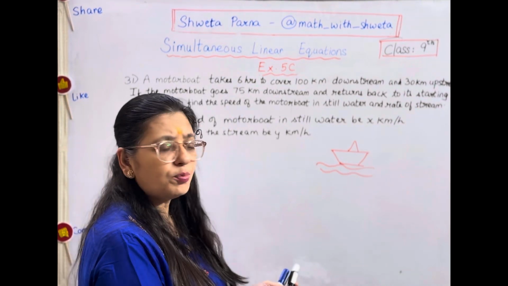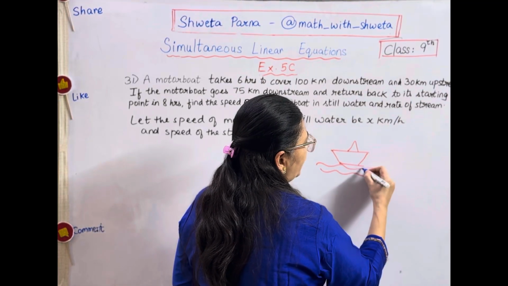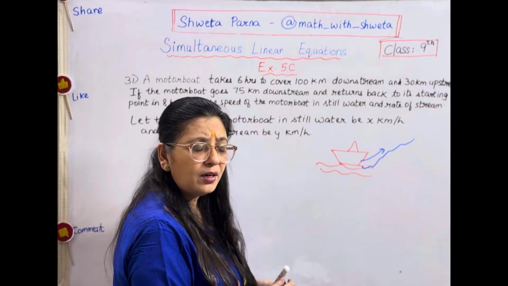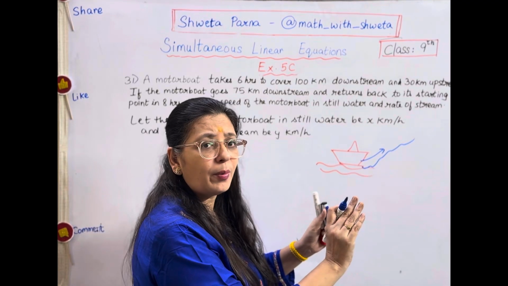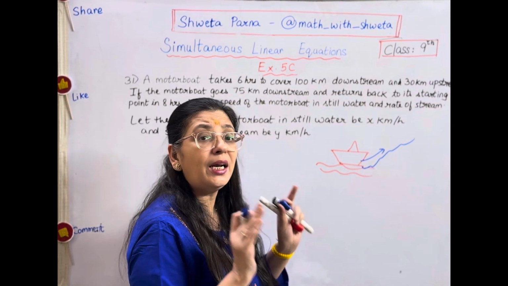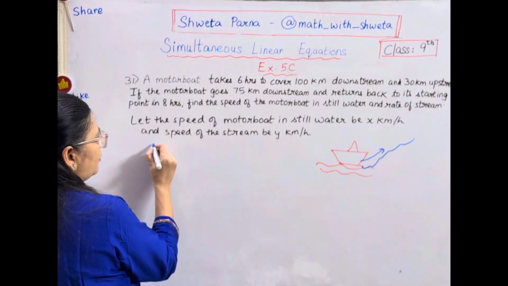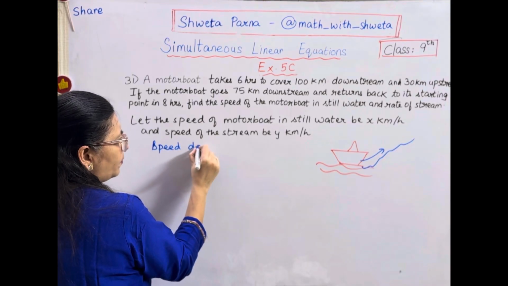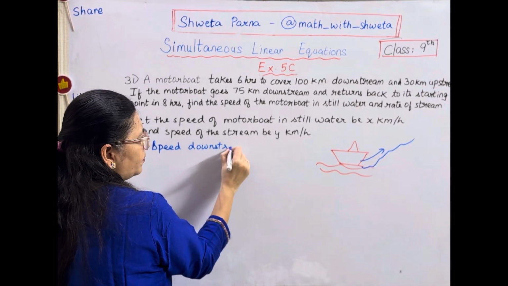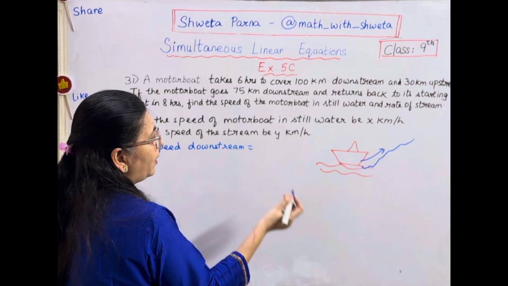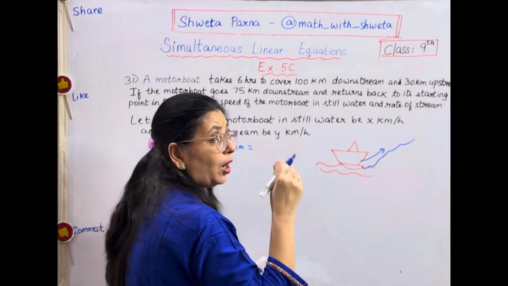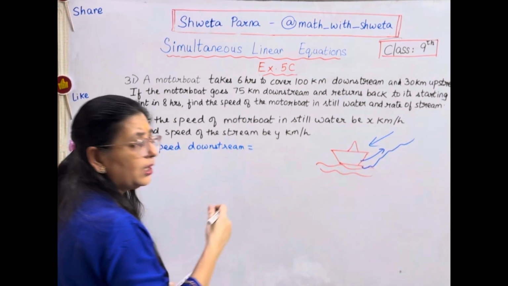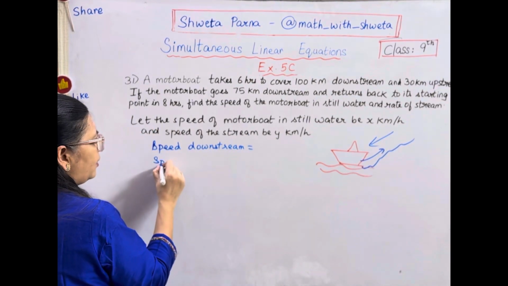Now, when this boat is going upstream, it is going against the force of gravity. That means more force is required. So what will happen? The speed will decrease. So in case of the speed downstream, the speed is increasing. So here downstream the speed, this is upstream. So upstream the speed decreases, and when it is coming downstream, the speed will increase, right?